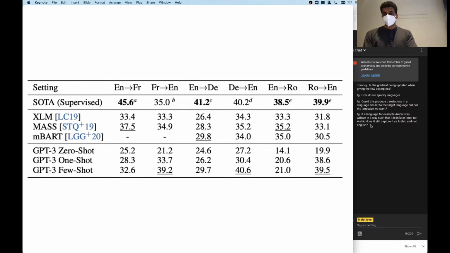Okay, we have a question. If a language, for example Arabic, was not written using Latin letters, does it still capture it as Arabic and not English? I'm not actually sure what they did in this paper. Maybe they removed such text, but in the other models that we'll discuss next week, the multilingual models, they preserve all of these languages even if they are not using the Latin script. So yeah, I'm not sure. It's probably written in the GPT-3 paper somewhere, but I can't remember.